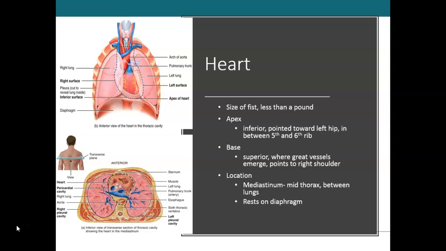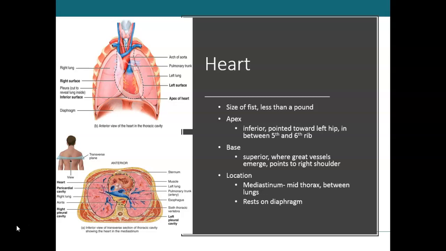So you can visualize the heart sort of like a cone lying on its side. The pointed part of that cone, or the apex, is formed by the tip of the left ventricle, which is one of the lower chambers of the heart, and it rests on the diaphragm. Now remember back when you learned your major body cavities in Anatomy 1, the diaphragm was that broad sheet of muscle that separated the thoracic cavity from the abdominal cavity. So the apex of the heart lies there on that diaphragm.